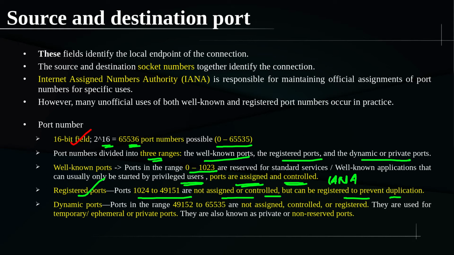Now we have the last portion, called the dynamic ports, from 49152 to 65535. They are not assigned, not controlled, and not registered at all. They are neither well-known ports nor registered ports. They are used on a temporary or ephemeral basis as private ports. Whenever an application is neither registered nor a well-known application, it can directly go for a dynamic port and make use of it. They are also called private, non-reserved, or ephemeral ports.